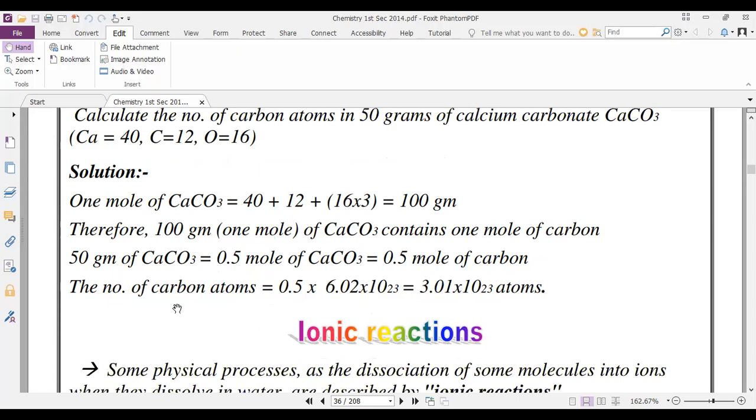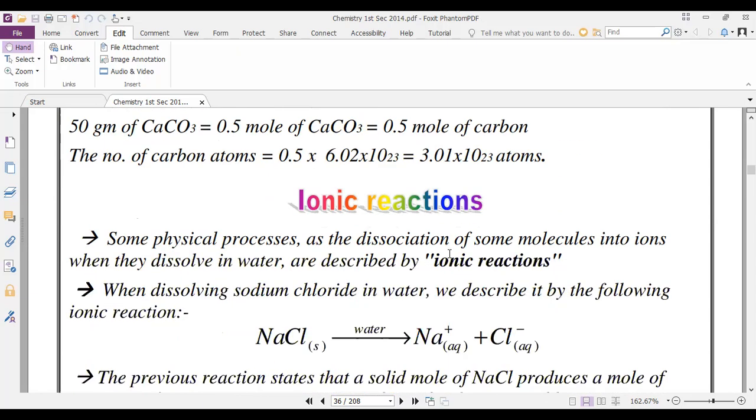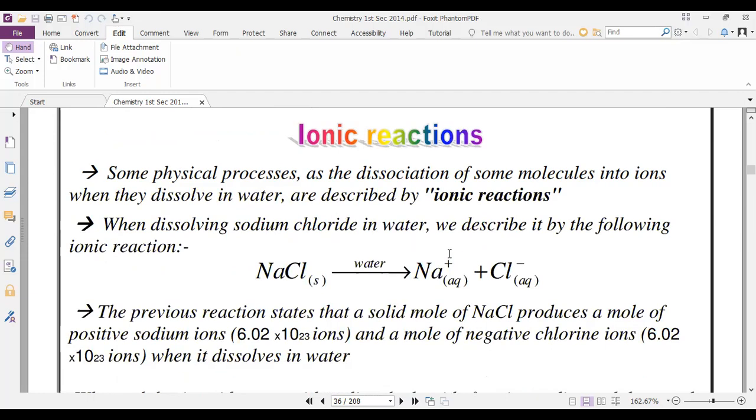Finally, number of carbon atoms equals what? Equals number of moles times Avogadro's number: 0.5 times 6.02 times 10 power 23 equals 3.01 times 10 power 23. This is our last number. Can you get it? Yes. Okay, it's right, no problem? Yes, no problem. So we are going to move to this part, which is called ionic reaction, okay?